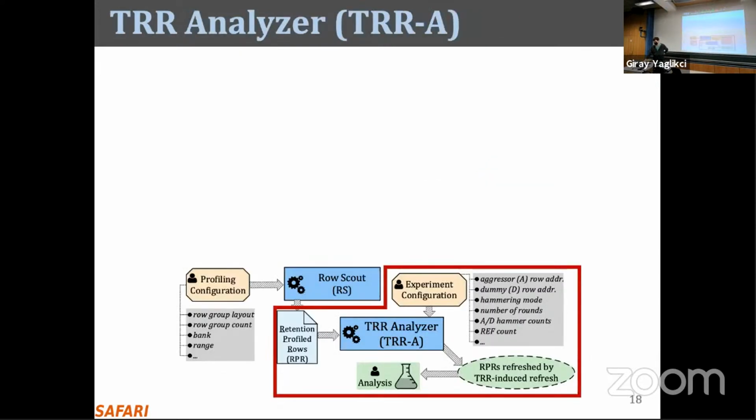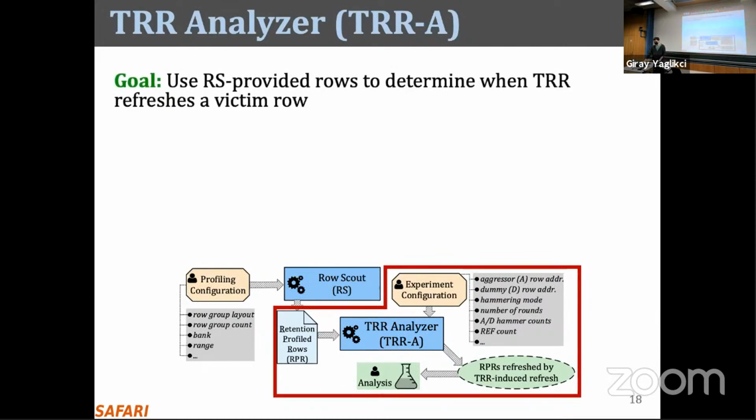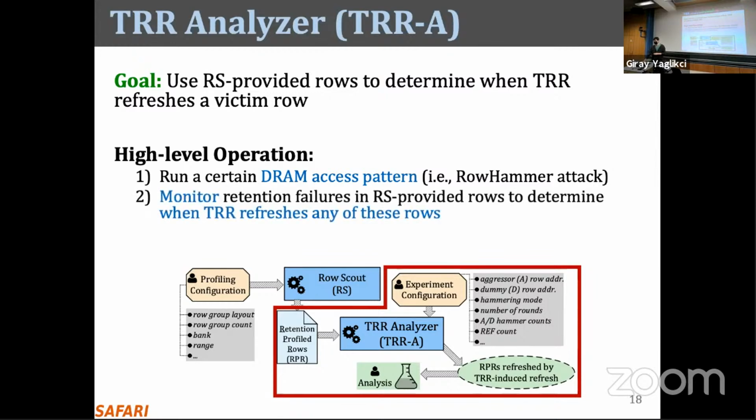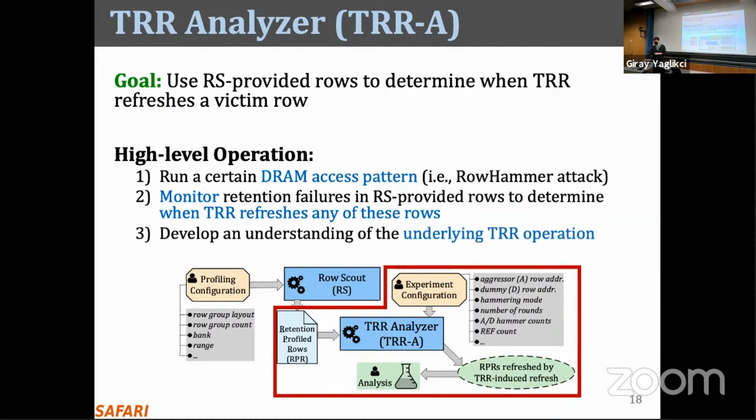Okay. And now let's move on to the second step. In the second step, we will look at the second component, TR analyzer. The goal of this component is to use RowScout provided rows to determine when TR refreshes a victim row. At a high level, TR operates in 3 steps. It runs a certain DRAM access pattern, or we can call it a RowHammer attack. Second, TR analyzer monitors the retention failures that RowScout provided rows experience to determine when TR refreshes any of these rows. And third, based on when and which of the RowScout provided rows are refreshed by TR, the user develops an understanding of the underlying TR operation.